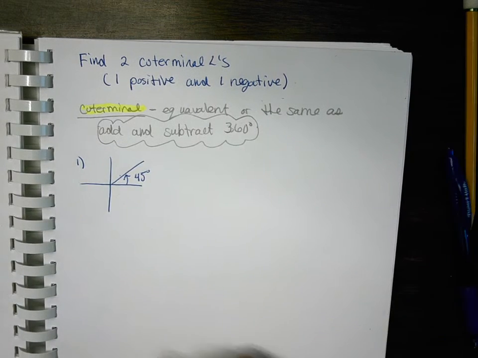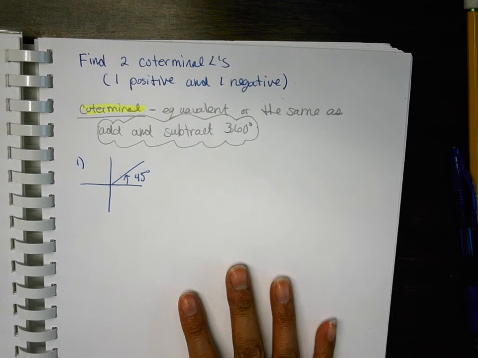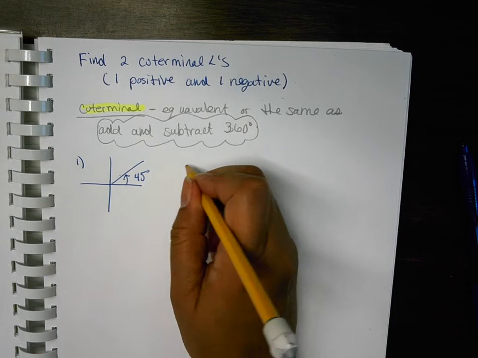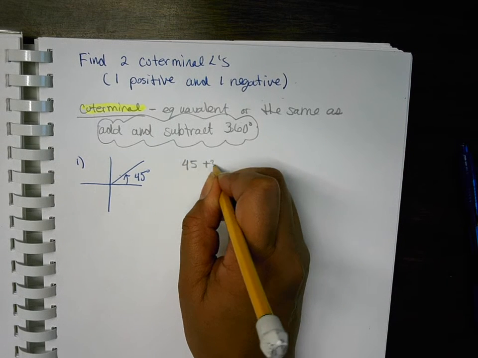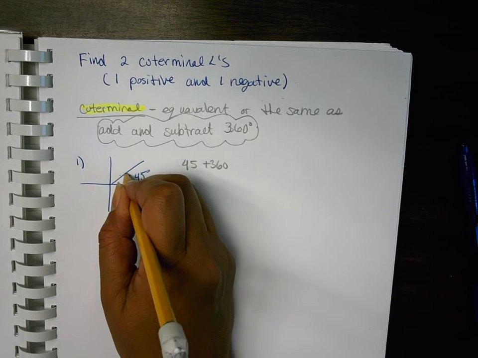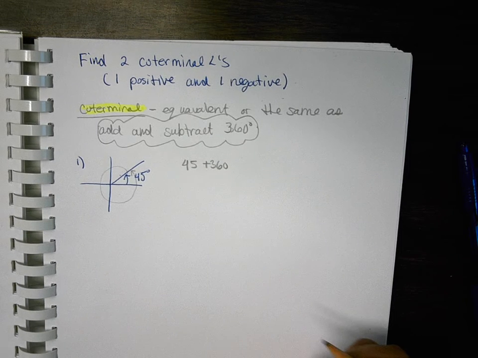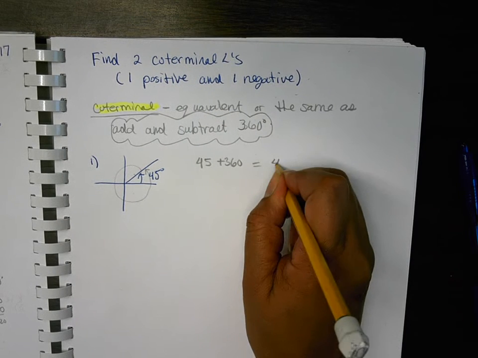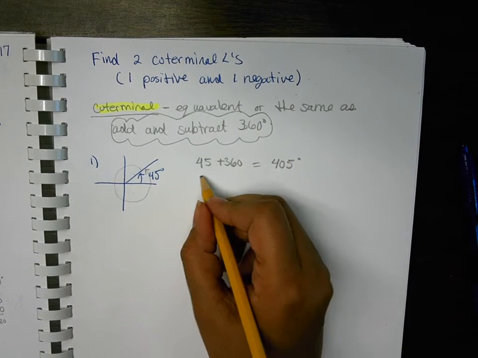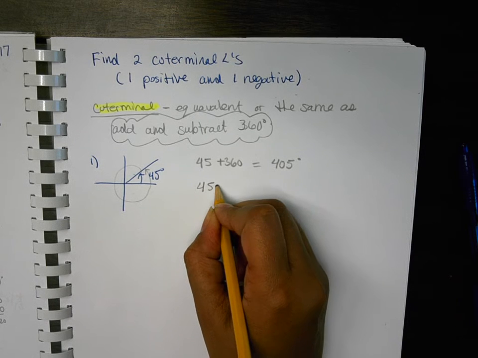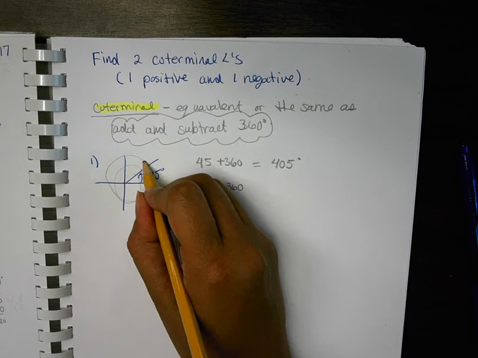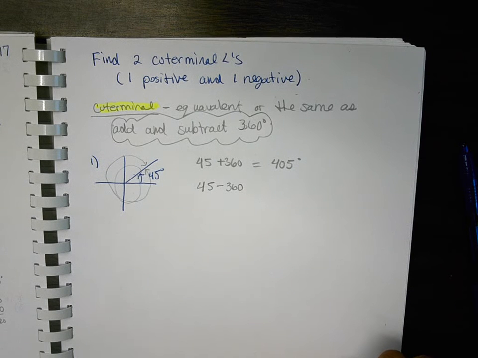45 degrees. If I want to find 2 coterminal angles to 45, 1 positive and 1 negative, what am I going to do? Add 360 first. Do you agree that will get me all the way around and back to the 45? All right, and what is 45 plus 360? 405. All right, then we do 45 and we do what? Minus 360. What does the minus do? Get me going in the opposite direction. And what does that give you?